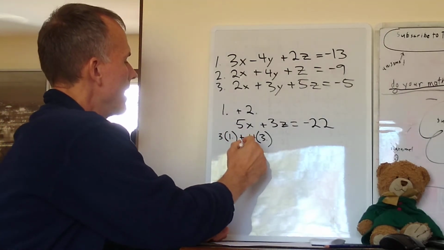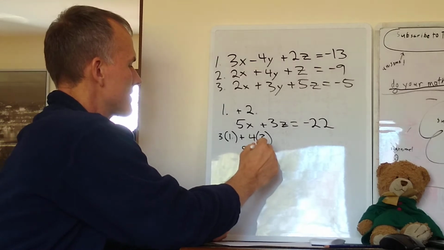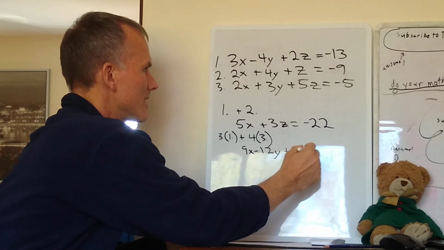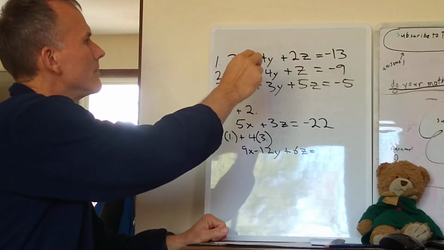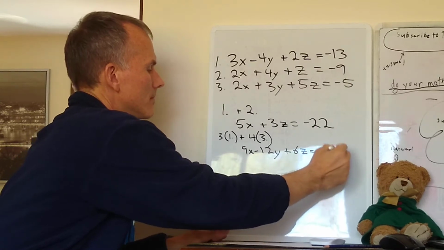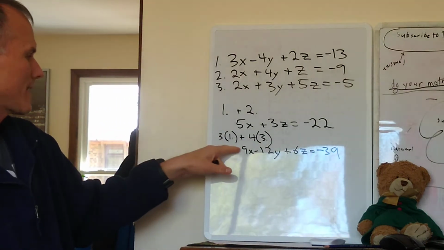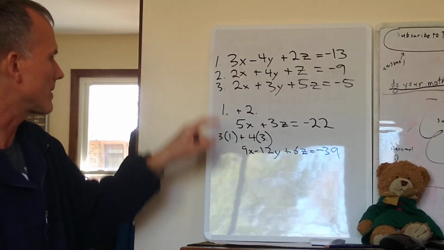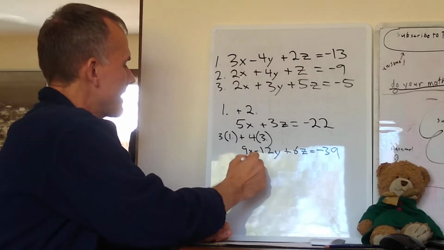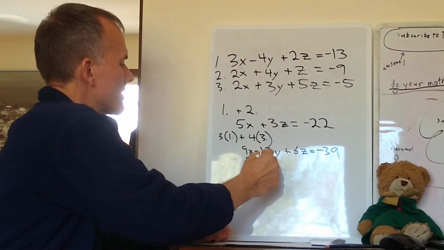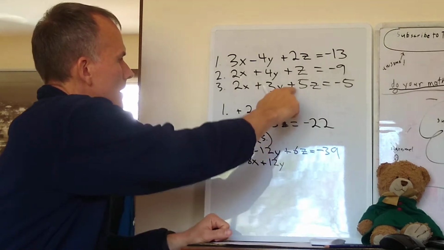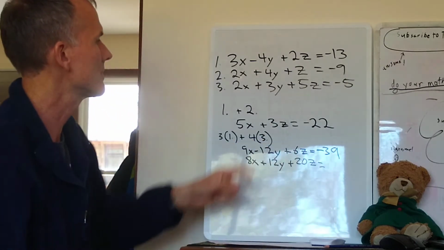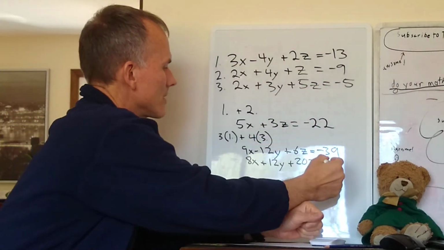Now, I'm going to take 3 times equation 1. So that's going to give me 9x minus 12y plus 6z equals negative 39. So that's 3 times equation 1. Now remember, I said I'm going to take 4 times equation 3. So here's equation 3. So that's going to be 8x plus 12y plus 20z equals, and that'll be negative 20 over there.